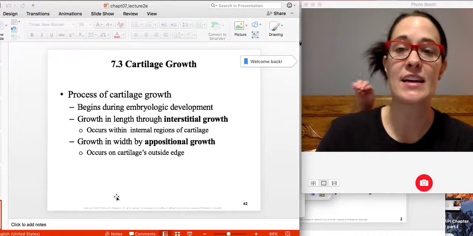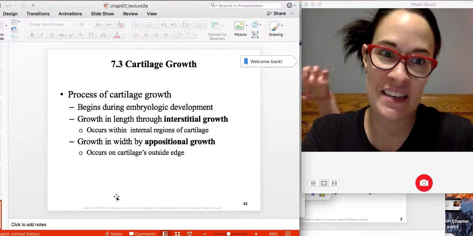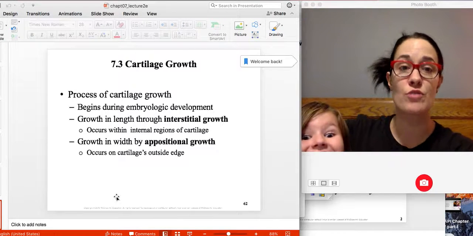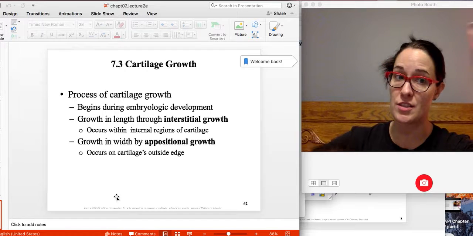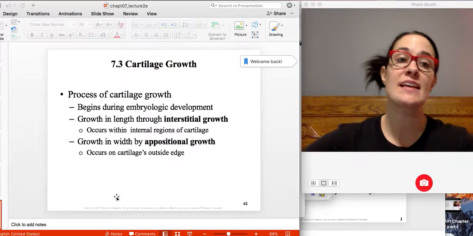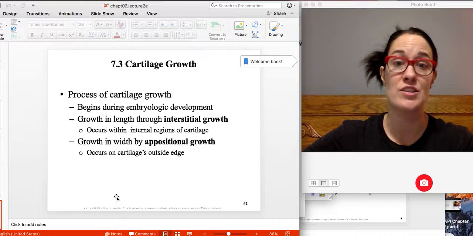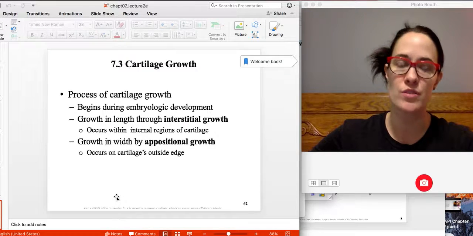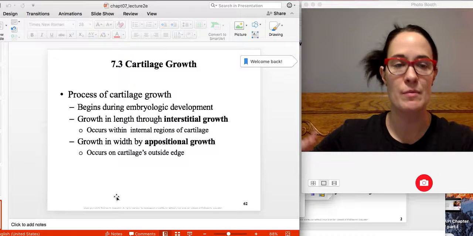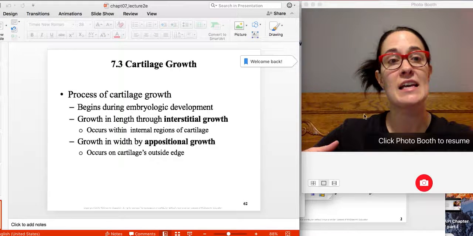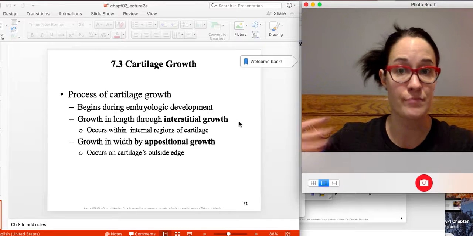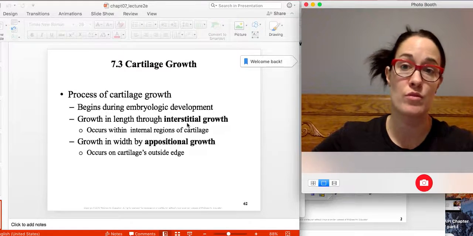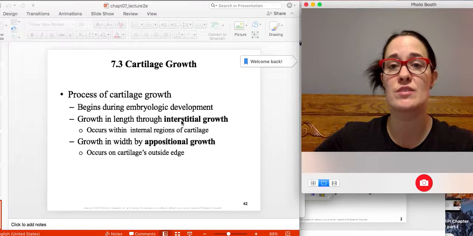And lastly here, growth. Cartilage growth. So cartilage cells first have to grow. And this takes place during embryologic development. I have a pig embryo in my room. I'll show it to you. If I don't remember, remind me that it's starting the process. There is some cartilage growth going on, and then there's some bone growth going on. But it begins in the embryo stage.